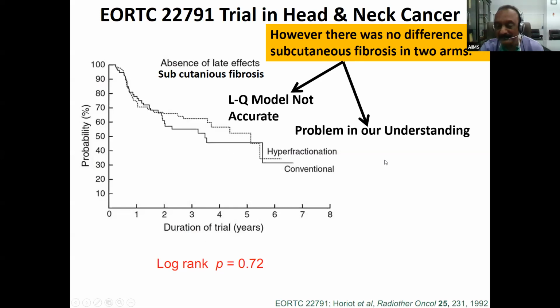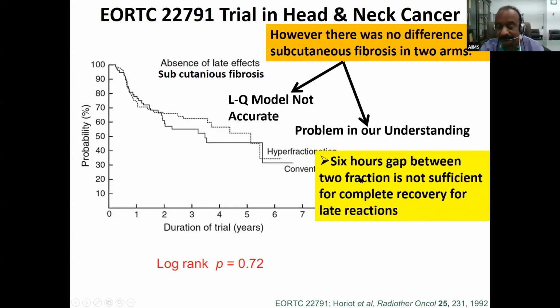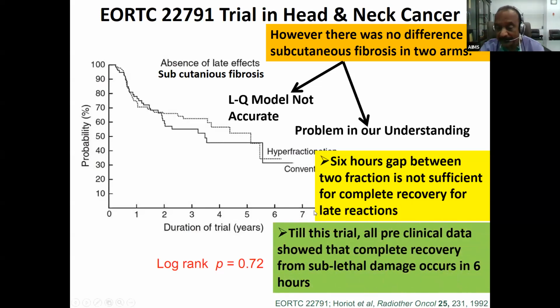there was a problem in our understanding because it has been established later on that a 6 hour gap between two fractions is not sufficient for complete repair of the sublethal damage, especially in late reacting tissue. It is sufficient in early reacting tissue, but not in late reacting tissue. And that was the reason that we did not get any difference between the two arms as far as subcutaneous fibrosis is concerned.